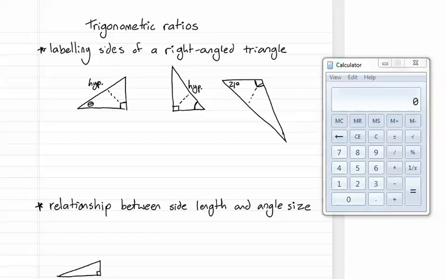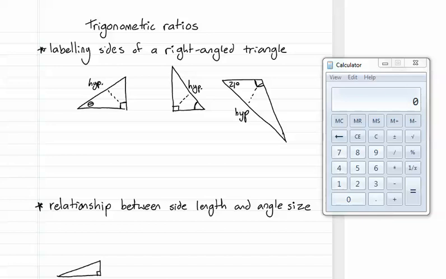So far, we've only labelled the other sides A and B, the shorter sides. And that's because we need another piece of information to label the two short sides. We need to know where they are compared to one of the other angles in the triangle. So the hypotenuse is always opposite the right angle. We need another angle marked to label the other two sides.